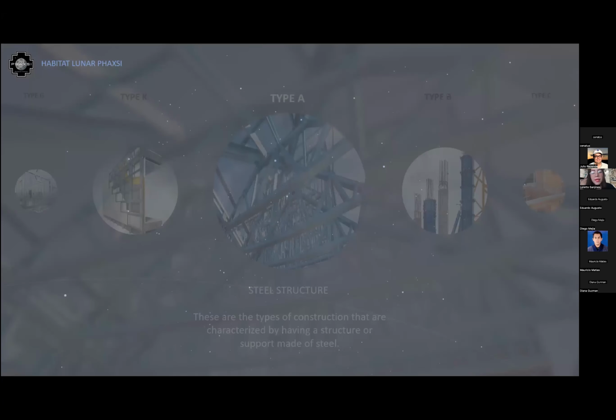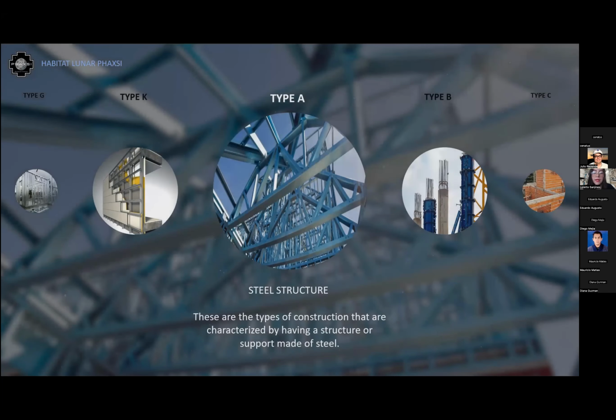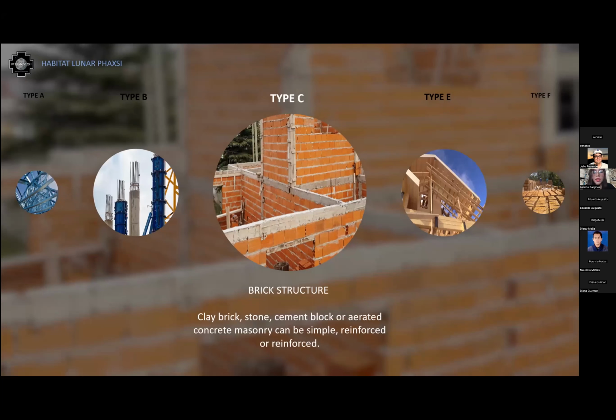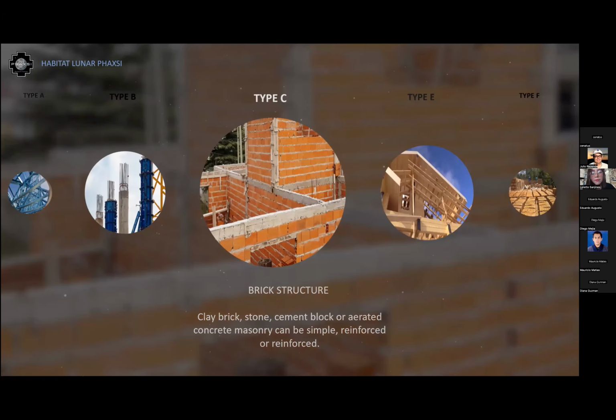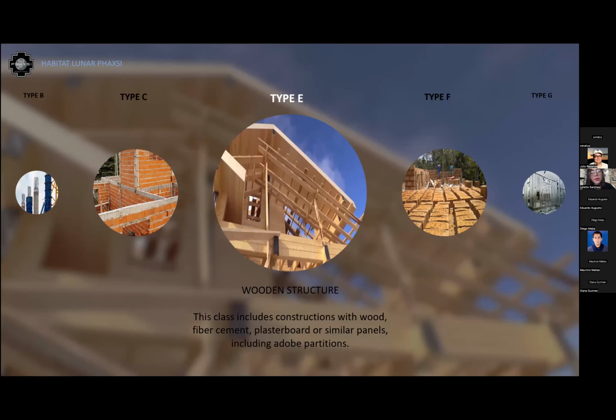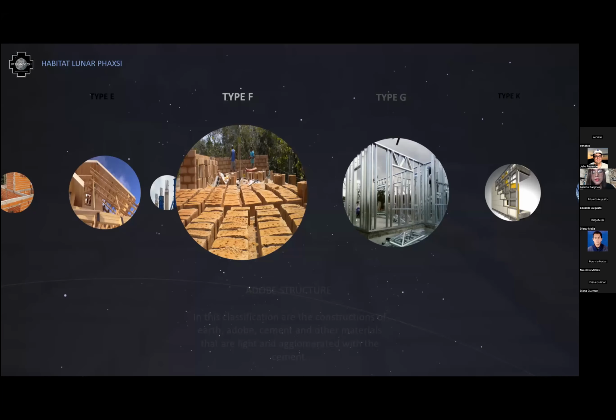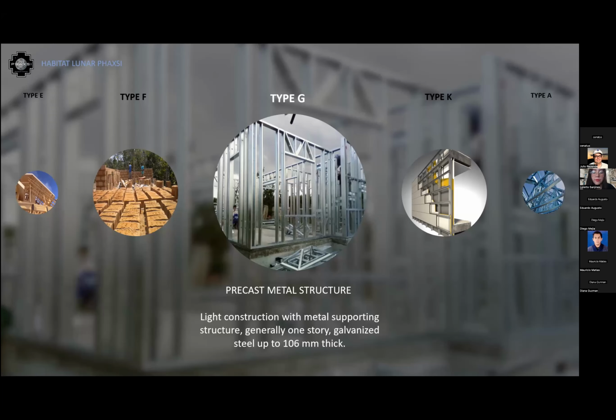About type A, steel structure, these are the types of construction characterized by having a structure or support made of steel. Type B, concrete structure, in this group are all the buildings that have a reinforced concrete structure as a support. Type C, a brick structure. Type D, wooden structure. Type F, adobe structure. And type G, precast metal structure.